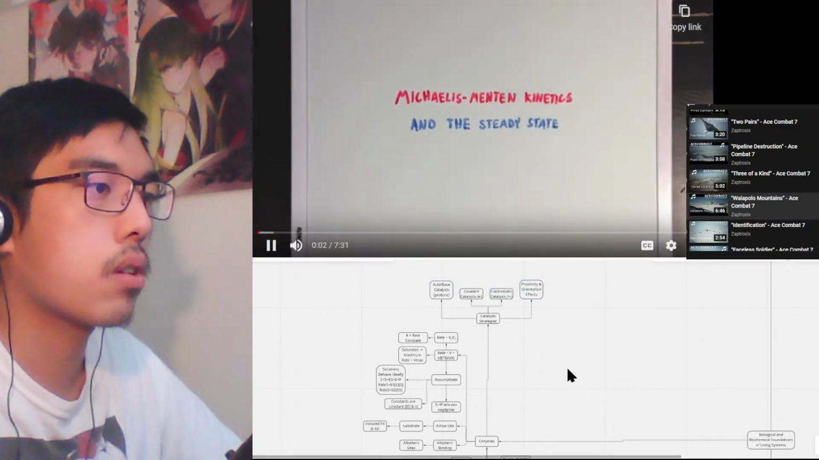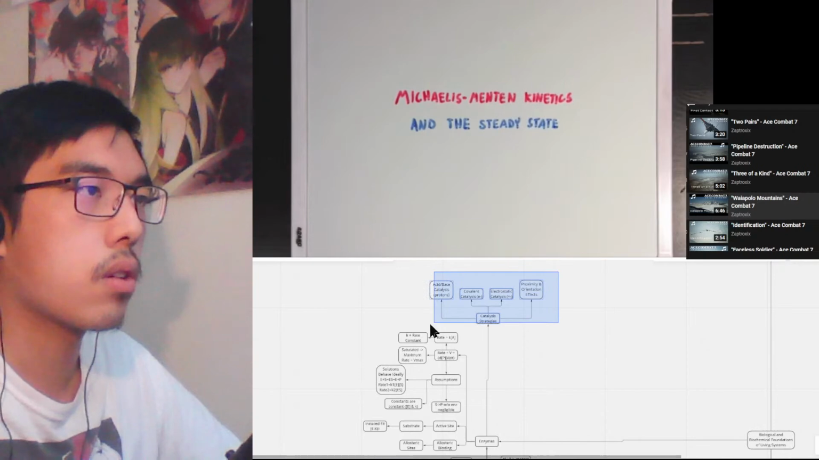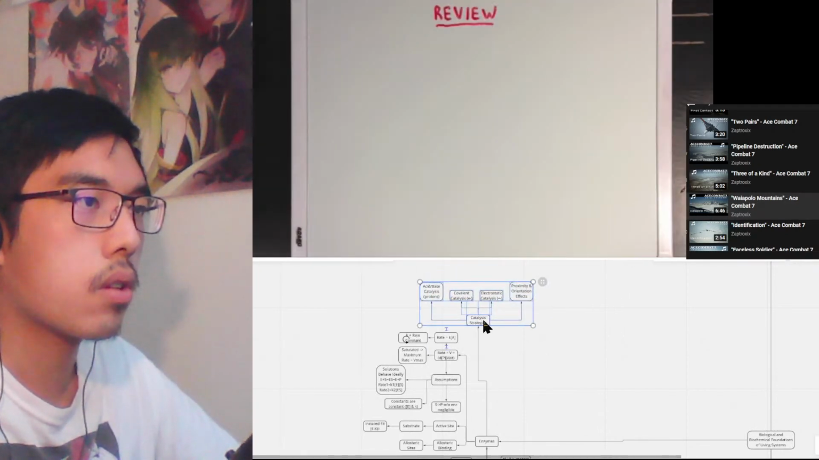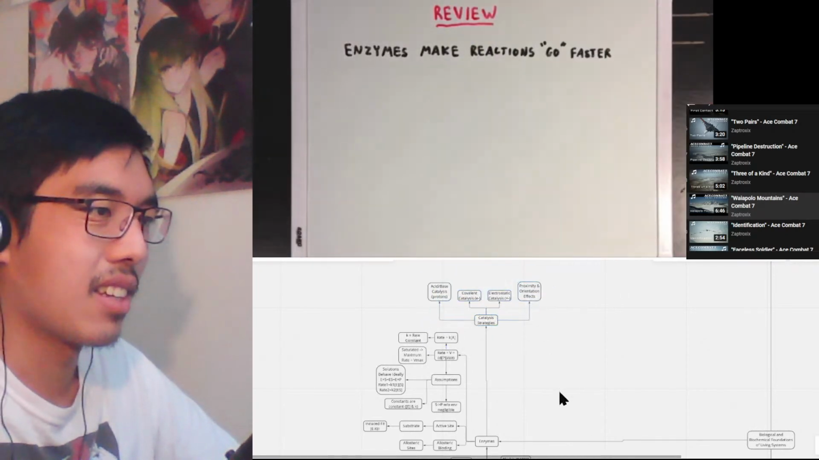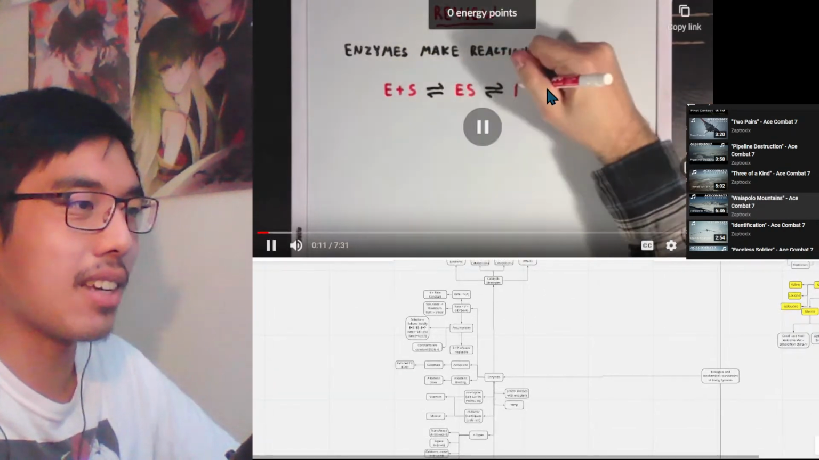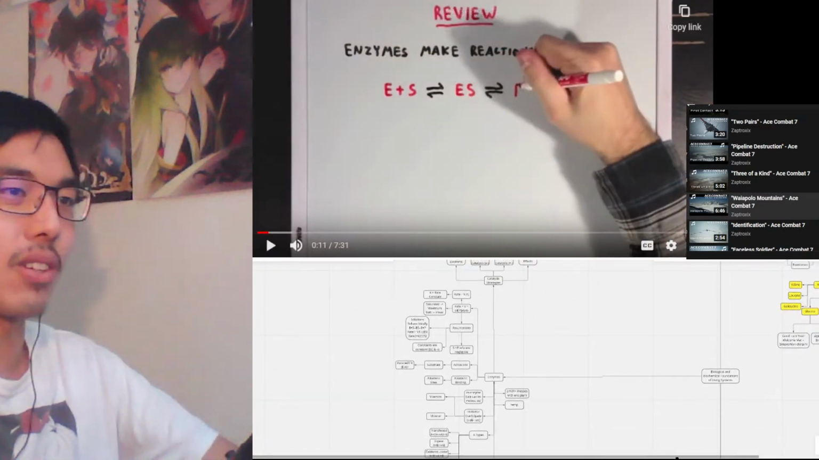So today we're going to talk about Michaelis-Menten kinetics in a steady state. But first, let's review the idea that enzymes make reactions go faster.